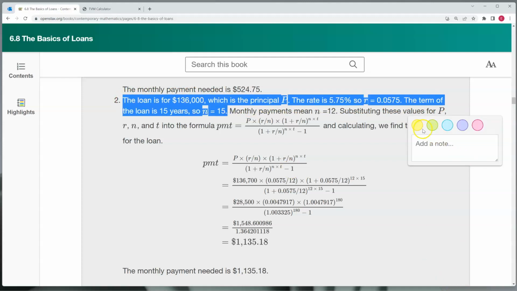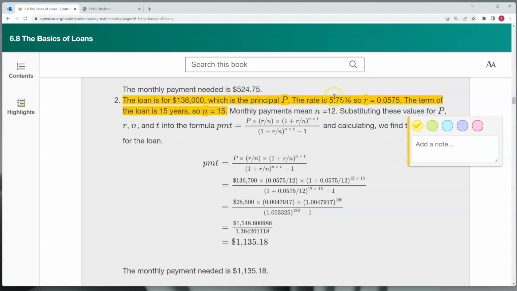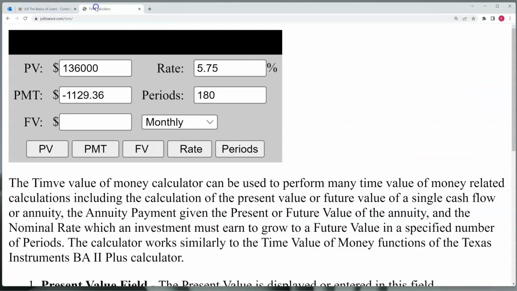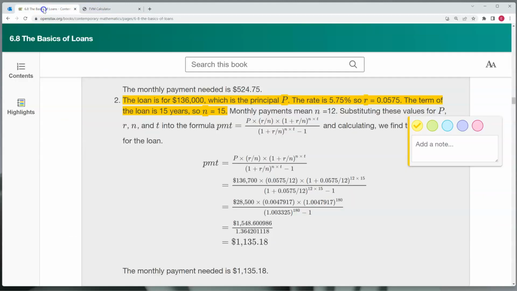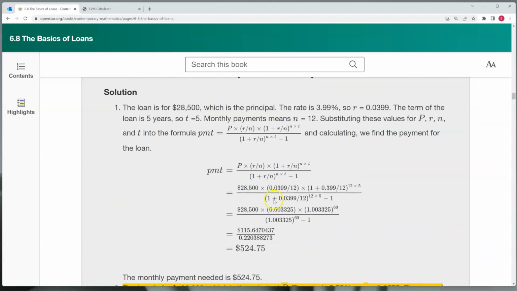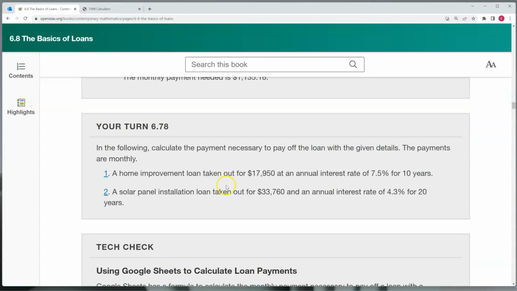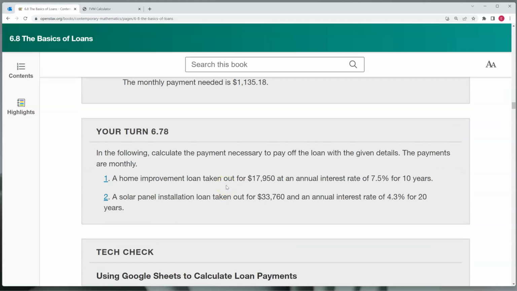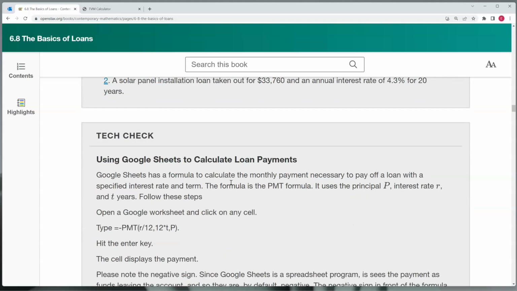So based on those parameters, the 136 with 5.75% for 15 years, we should get $1,129.36. But that is not what they got. So just be careful there. We did find an error in the textbook here. But this one, I think we were spot on with what we had there. So I would say go ahead and pause the video and try these problems. Check your answer in the back with the your turns. But we're going to keep going.